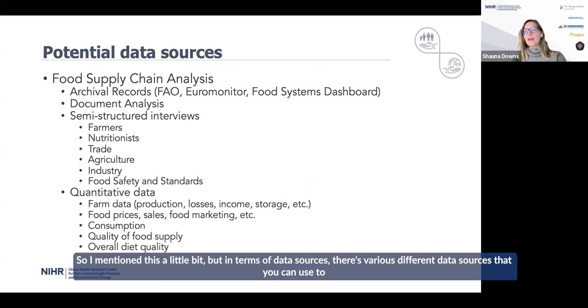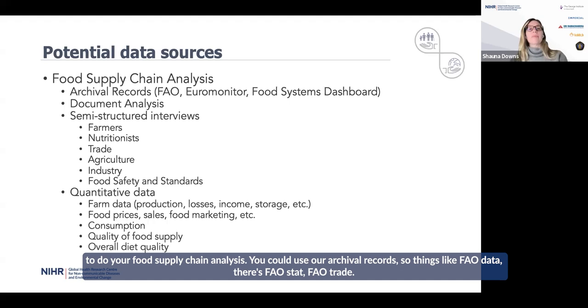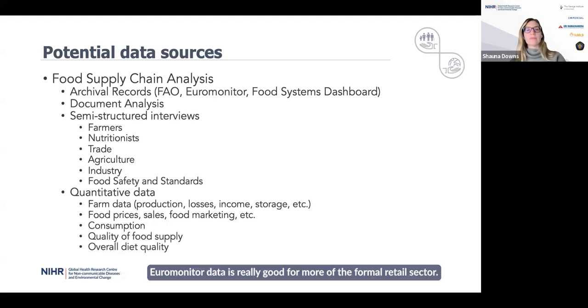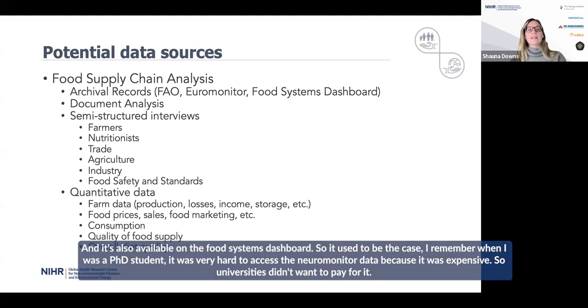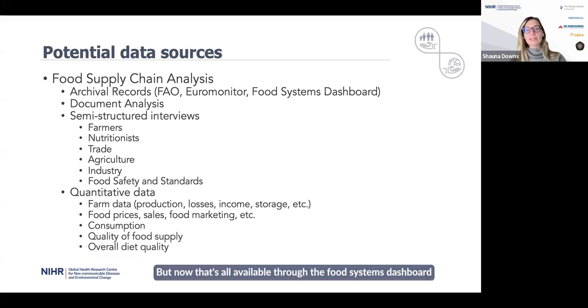So I mentioned this a little bit, but in terms of data sources, there are various different data sources you can use to do your food supply chain analysis. You could use archival records, so things like FAO data, FAOSTAT, FAO Trade. Euromonitor data is really good for the formal retail sector, and it's also available on the food systems dashboard. I remember when I was a PhD student, it was very hard to access the Euromonitor data because it was expensive, so universities didn't want to pay for it. But now that's all available through the food systems dashboard.